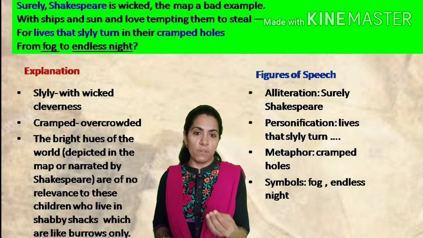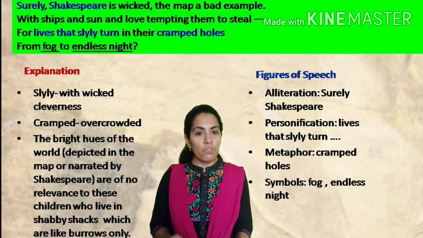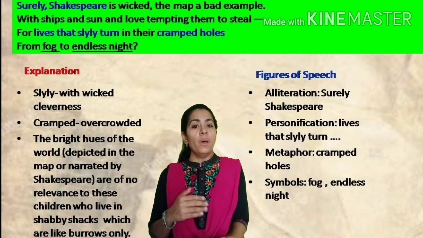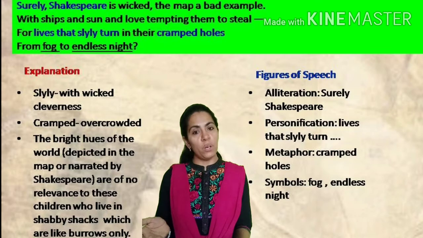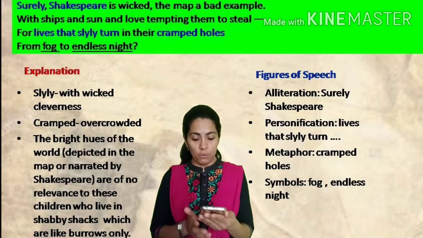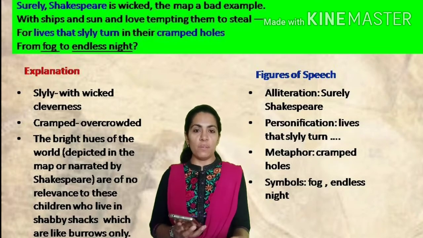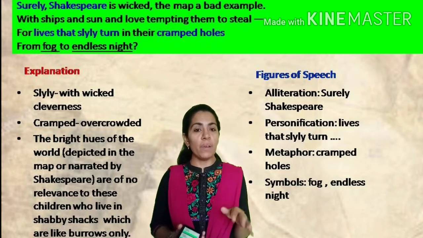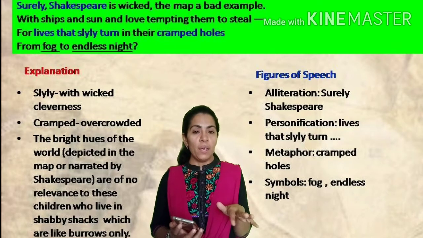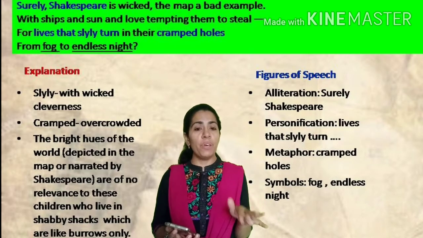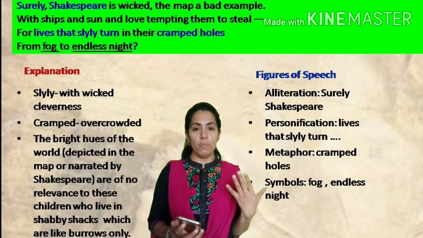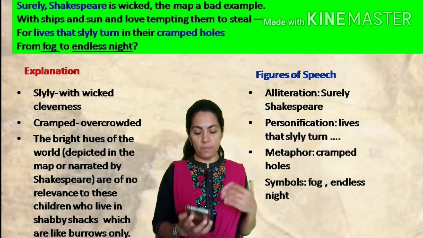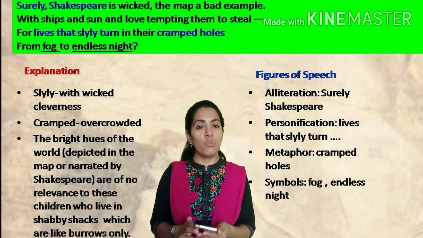So the poet is asking a question, that do you want that their lives should turn from fog to endless night, from worst to worst? So he feels that surely we don't want this, for lives that slyly turn in their cramped holes. What kind of life they're living, slyly, in a cunning manner, in a wicked manner. The life is not being led in a happy manner. Life is turning into crammed holes. A personification as if life is turning itself into their crammed holes.